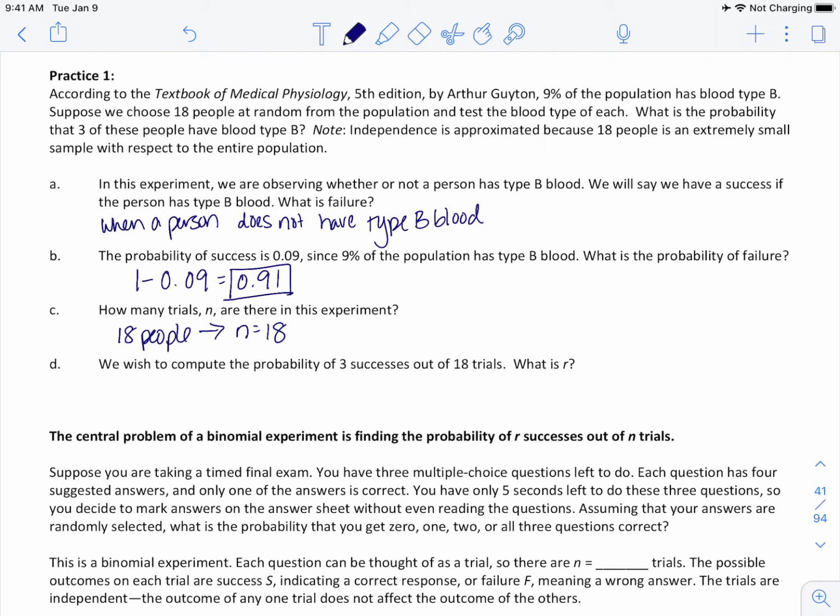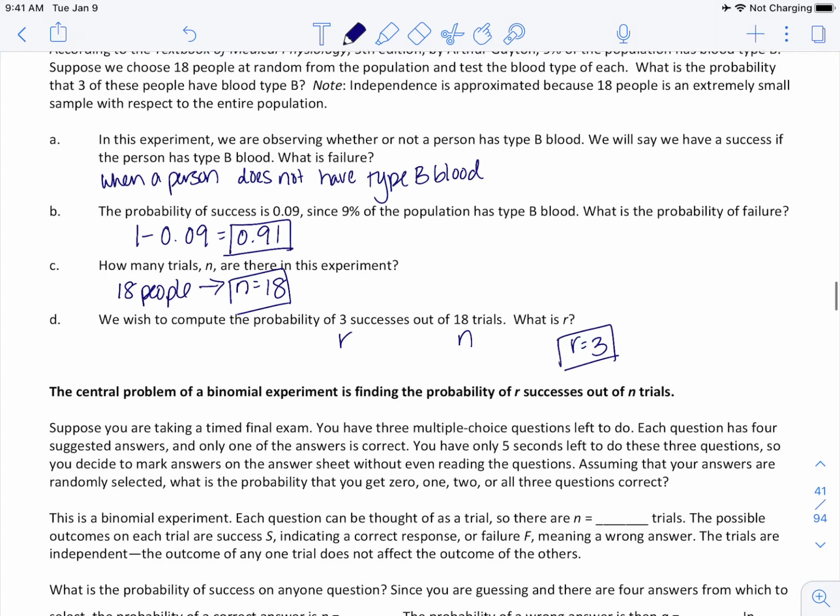What is R? So remember, R represents the number of successes. N represents the number of trials. So R is going to be 3. The central problem of a binomial experiment is finding the probability of R successes out of N trials.